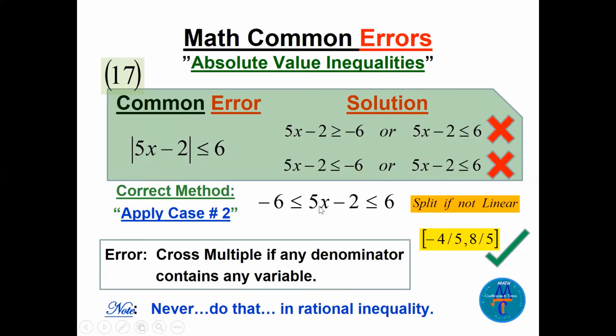Now, let's come back here. This is linear, you see? If you have a squared on the x or cube, then you have to split it as we did before. Split if not linear. Not linear, split it. Linear, just add 2, add 2, add 2, and then divide. This is the solution here.